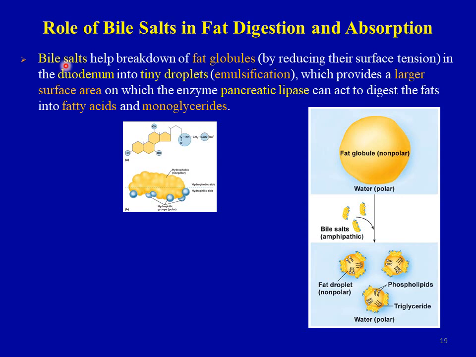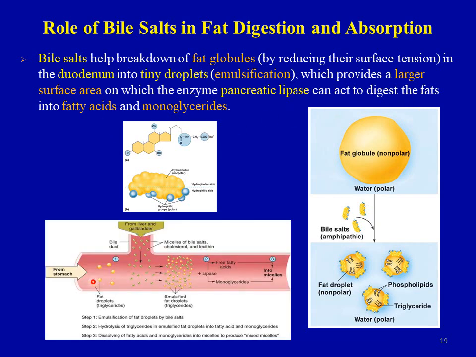Therefore, bile salts help break down fat globules by reducing their surface tension in the duodenum into tiny droplets, and this process is called emulsification, which provides a larger surface area on which the enzyme pancreatic lipase can act to digest the fats into fatty acids and monoglycerides.